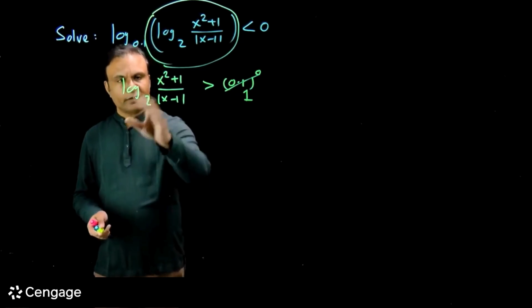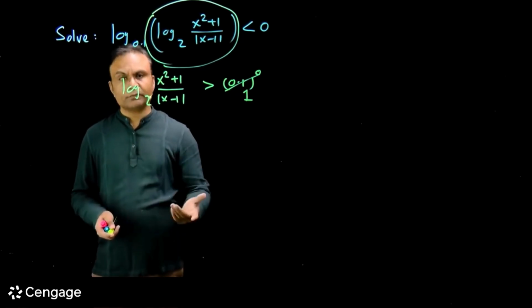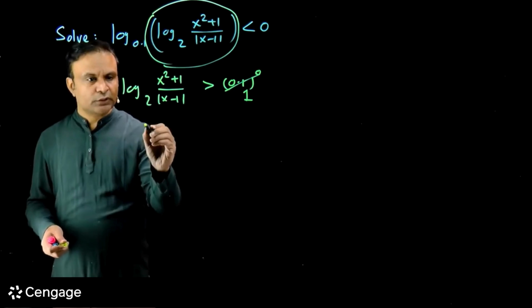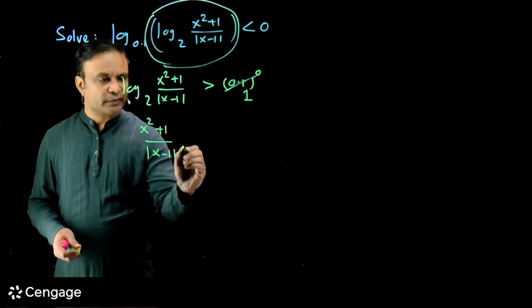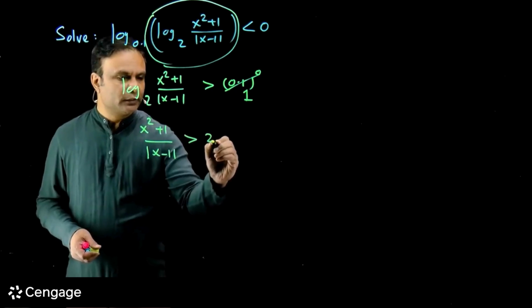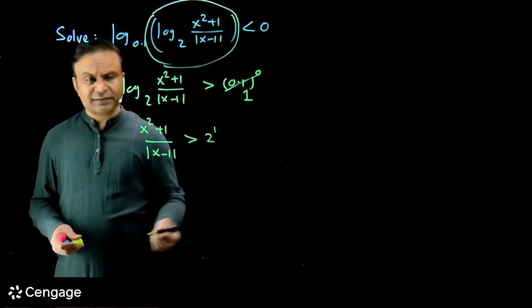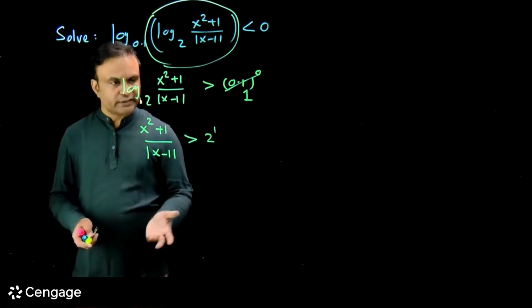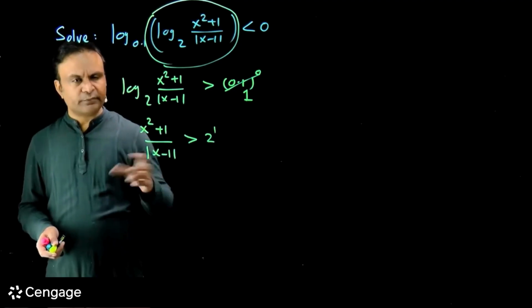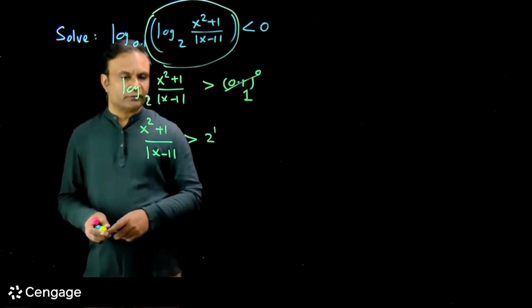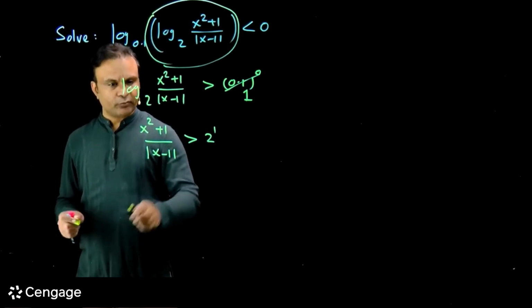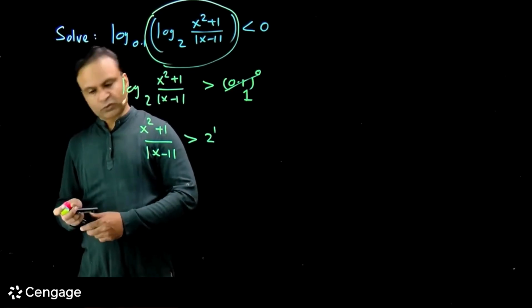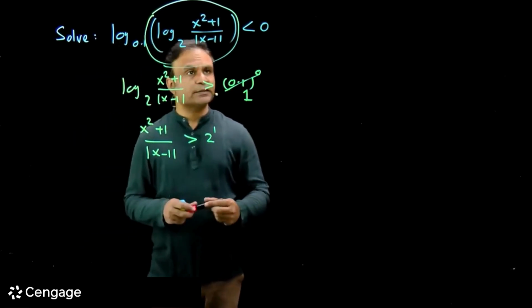Okay, now we have this inequality in which base of logarithm is 2. So we have (x square plus 1) upon mod x minus 1 greater than 2 power 1, which is 2. We are not changing the orientation of inequality because base is more than 1. Okay, now how do you solve this inequality? We have modulus of x minus 1 here, so we will be considering cases.